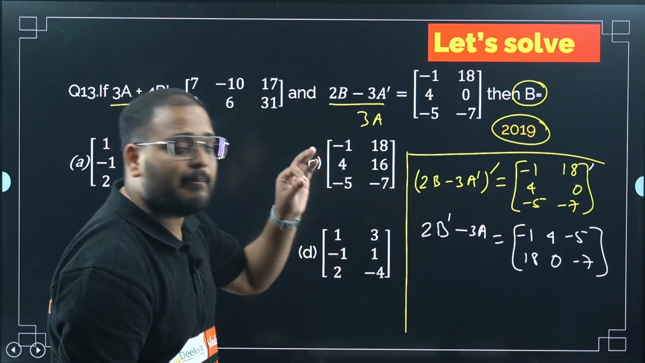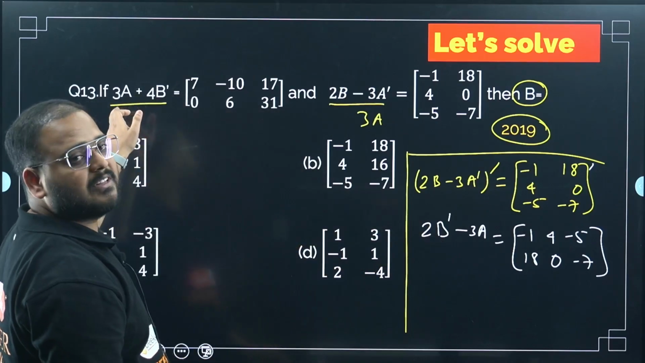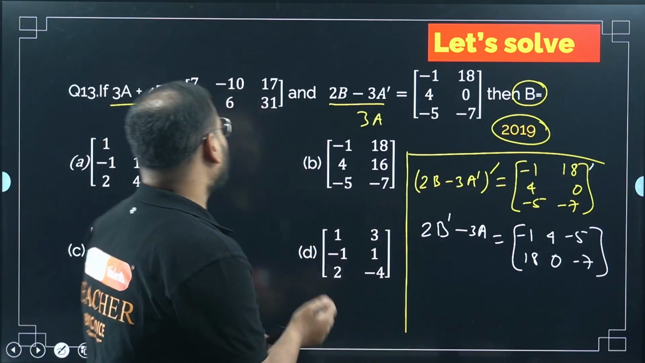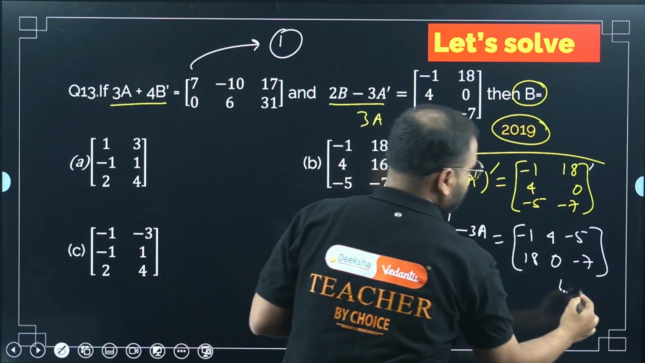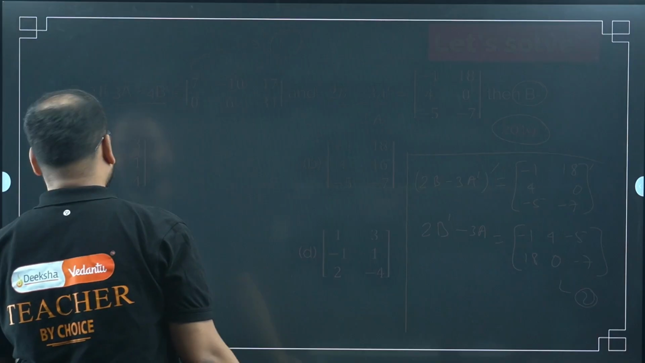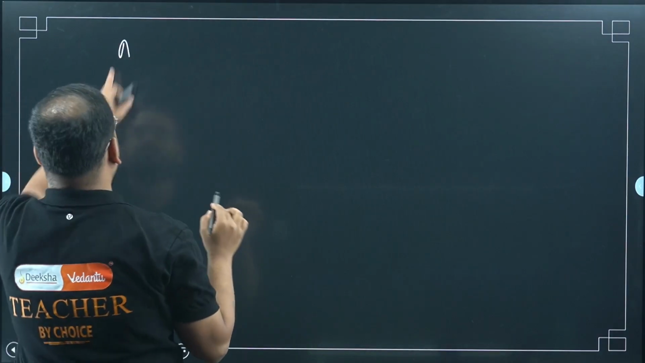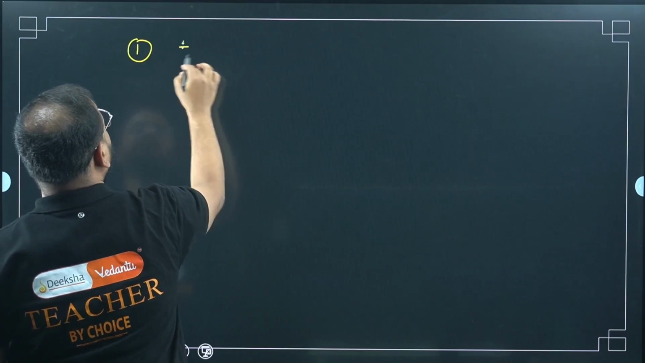We have actually made our work very easier. Now I have 3a. So if I add with this, it will get cancelled. But also I have 4b dash and this is my b dash. So I'll take this to be my equation 1 and this to be my equation 2. So what I'm doing on the next slide is adding equation 1 plus equation 2.